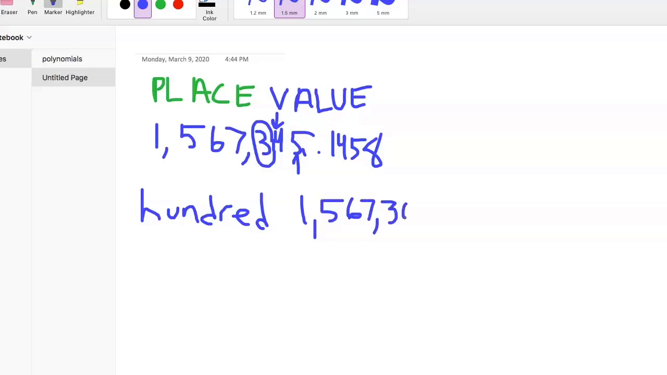Right? So when it's to the nearest 100, we're either rounding down 100 or up 100. So the answer is either going to be 300 or 400. Those are your only 2 possibilities. So 1,567,300 or 400. Those will be your 2 possibilities.